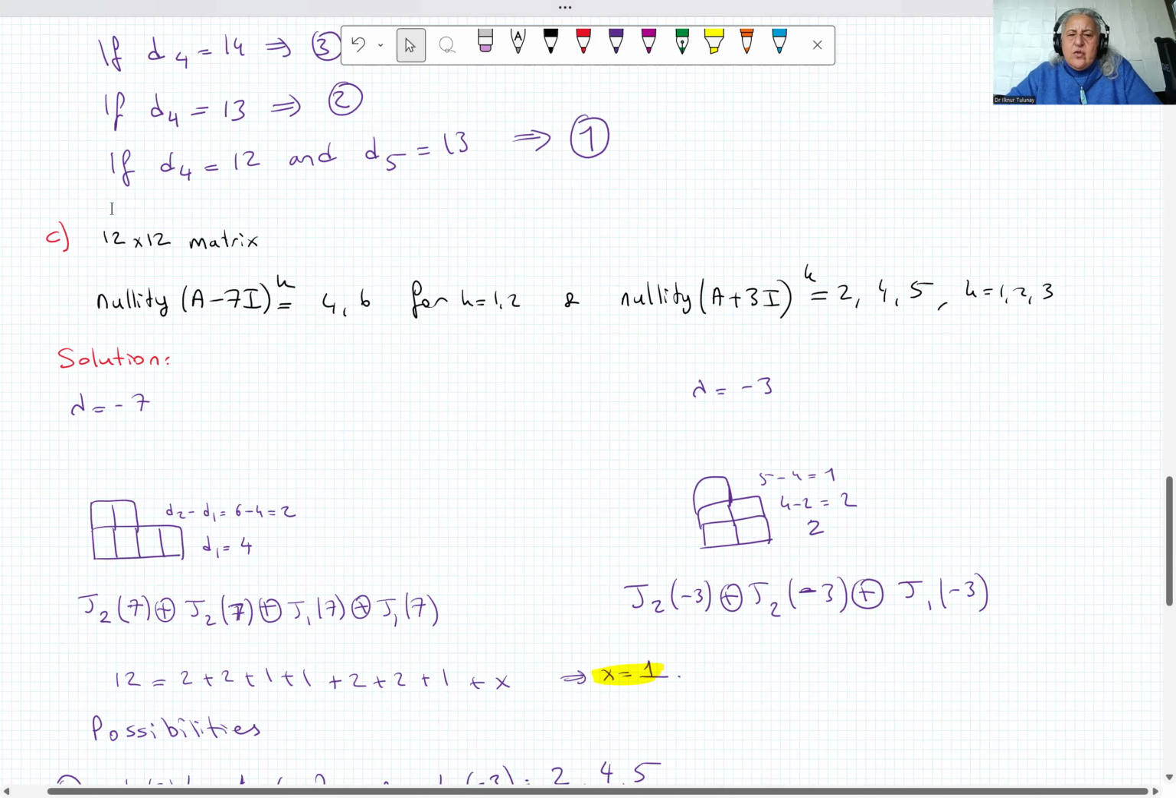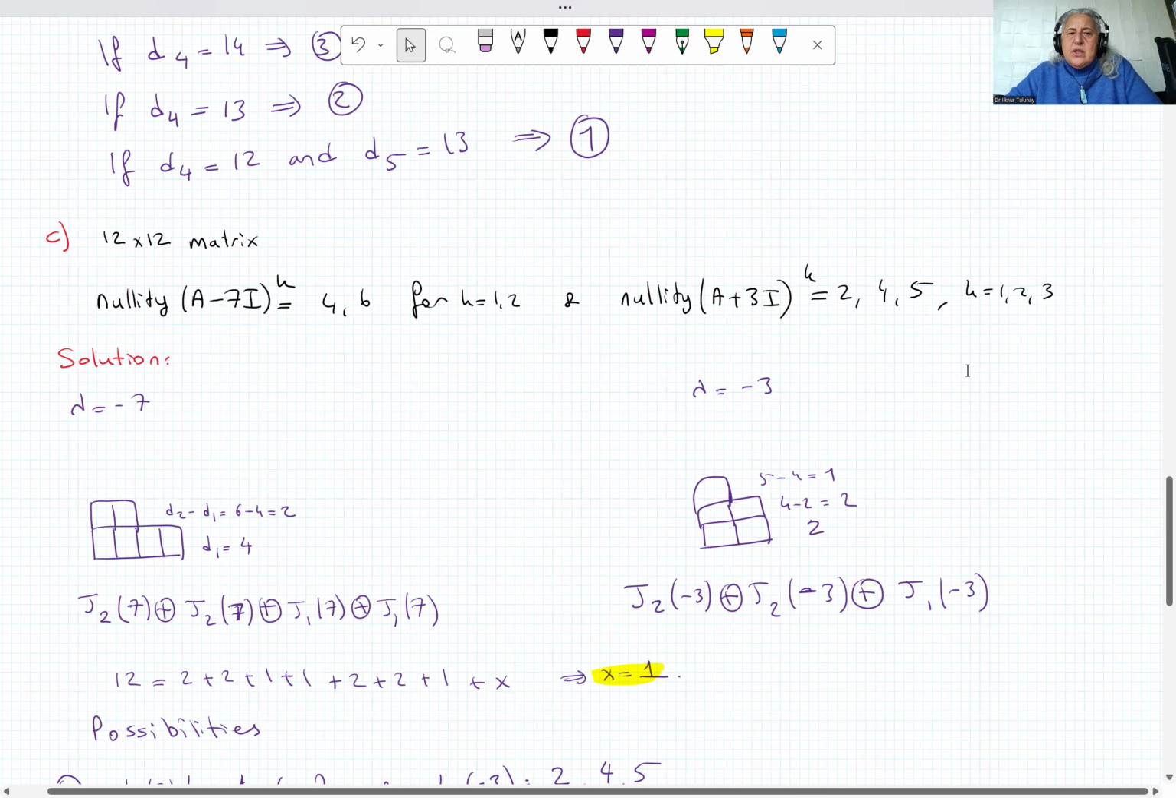If I have a 12 by 12 matrix and for eigenvalue 7, k is equal to 1, I have 4. K is equal to 2, I have 6 for the dimensions. And for the eigenvalue -3, I have k is equal to 1 is 2, k is equal to 2 is 4, k is equal to 3 is 5. These are the dimensions. And what is the solution of this?